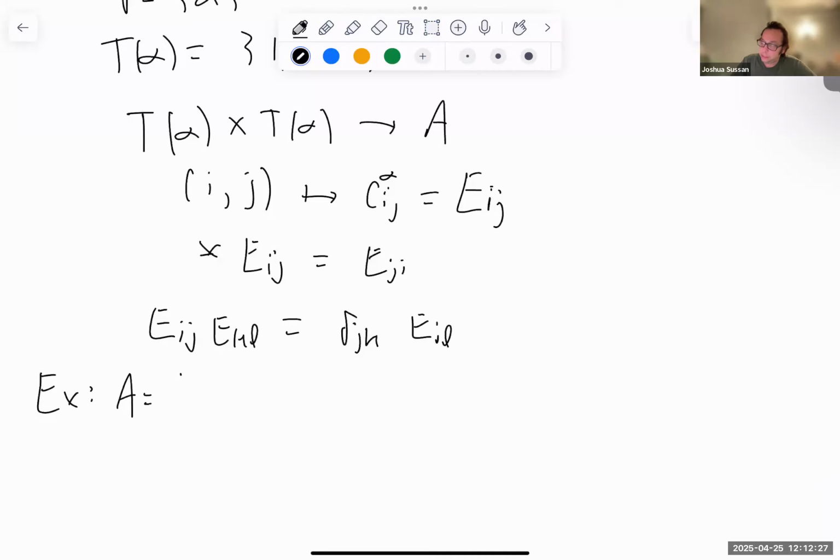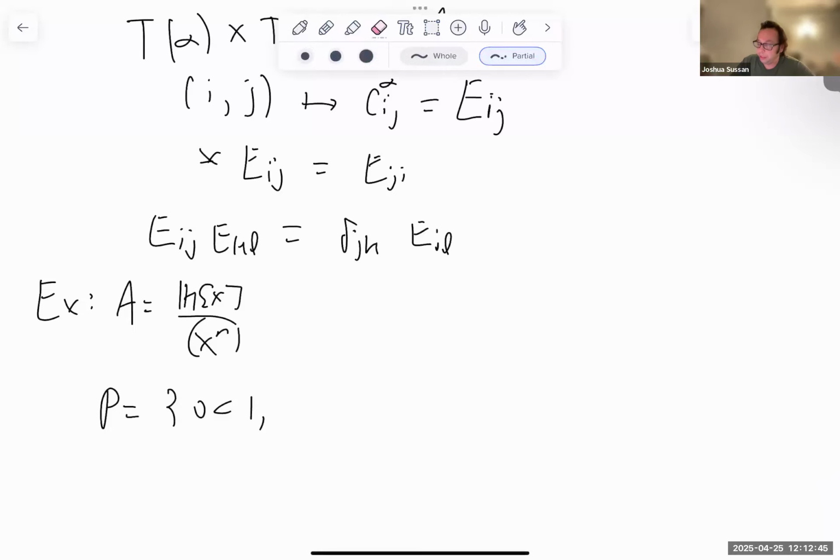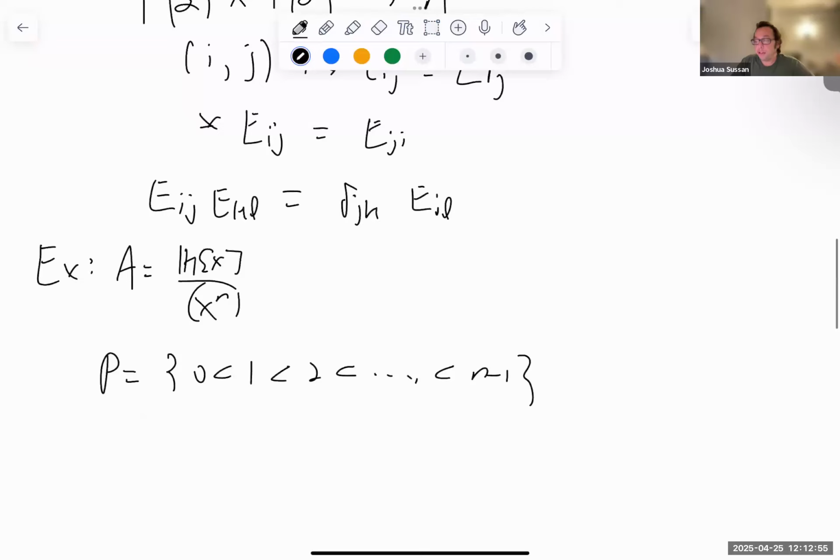Another example is a truncated polynomial algebra, K[x] mod x to the n. This is not semi-simple. And what is our poset for this? Our poset is the first n non-negative integers. Okay, so now we have a poset with n elements with this standard ordering. And for each element in the poset, I need a finite set. And so Ti, I'm just going to say is equal to the set {i}.